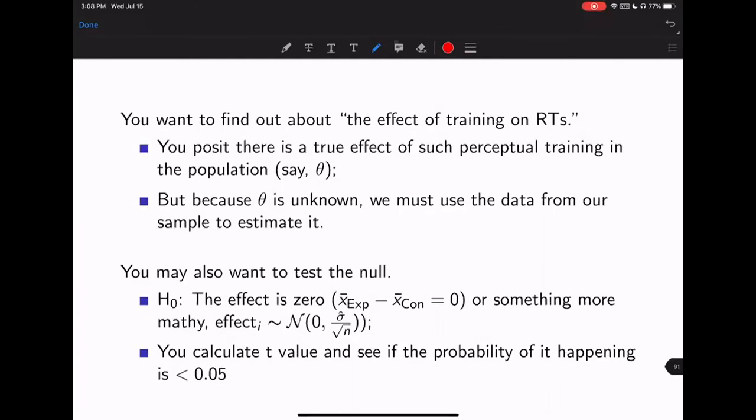And we talked about this last week a little bit. This is the issue of point estimation. We try to use our data to find out something about the parameters, about the population. So this is point estimation. We want to learn about the effect of training.